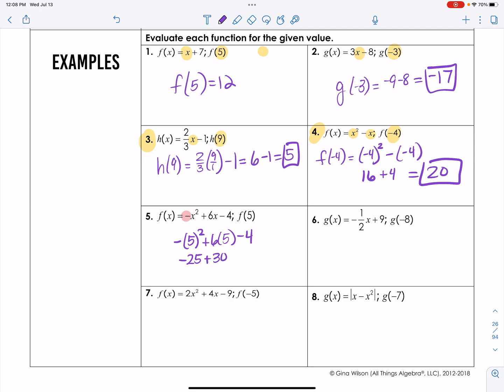So this one is different than 4 because you're not putting in a negative number. You're putting in a positive, and you're squaring it and then taking the negative of it. So that's 25. So your answer on this is negative 25. All right. So with that being said, now I want you to do 6, 7, and 8. Pause and do 6, 7, and 8.